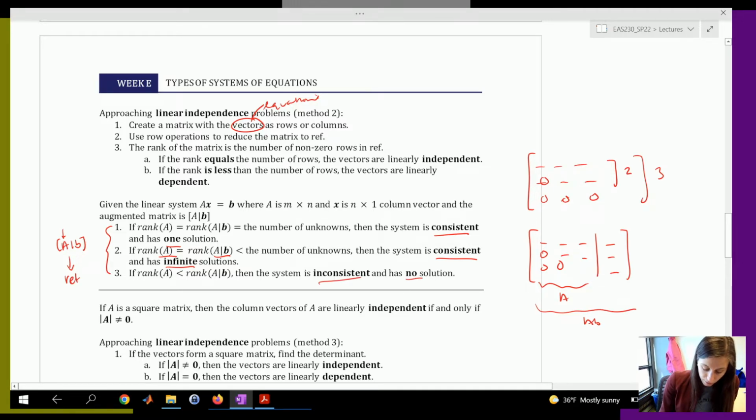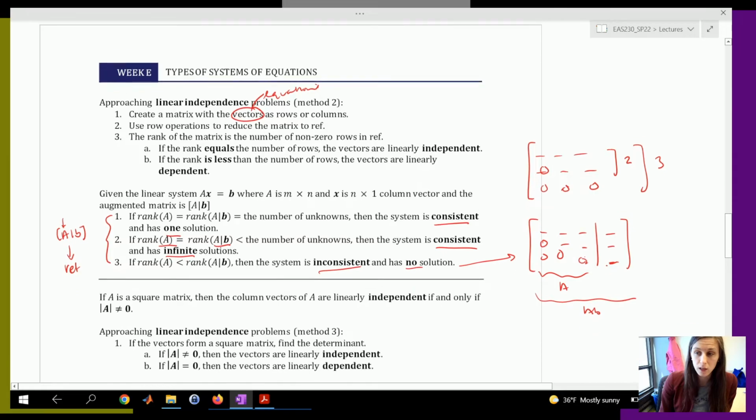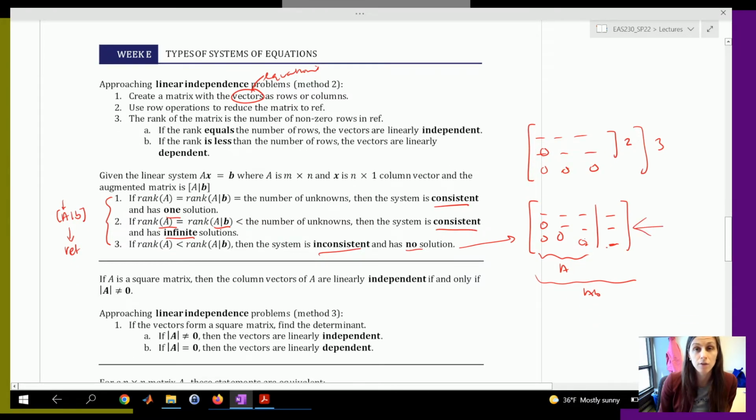Keep in mind, if I end up with this situation, this is consistent with one solution. The rank over here is 3, the rank over here is 3. That's different than if there was a 0 here and a number here. This here is inconsistent, no solution. So that's our second method to determine linear dependence or independence: find the rank of a matrix, and here's what it looks like in the context of solving a system of equations.